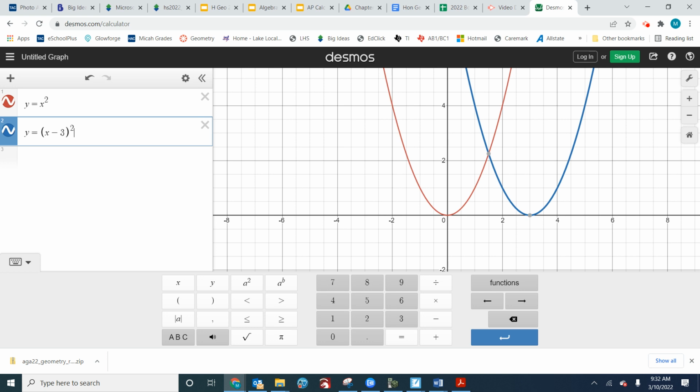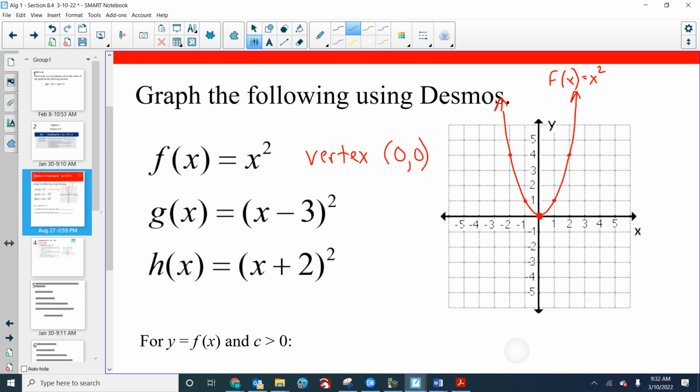Okay, so here's what I want you to do. Go to your notes, and you guys leave Desmos open. I have to go back and forth.